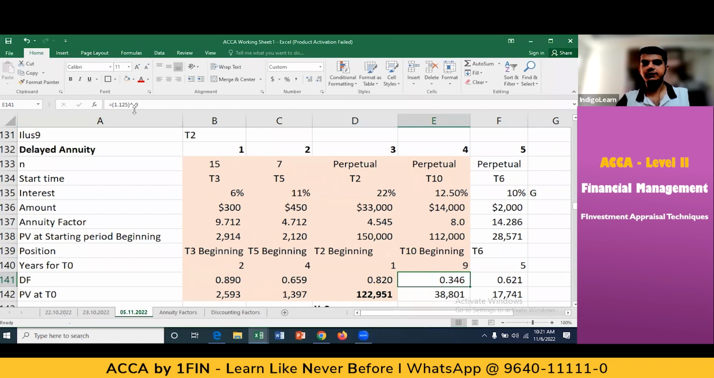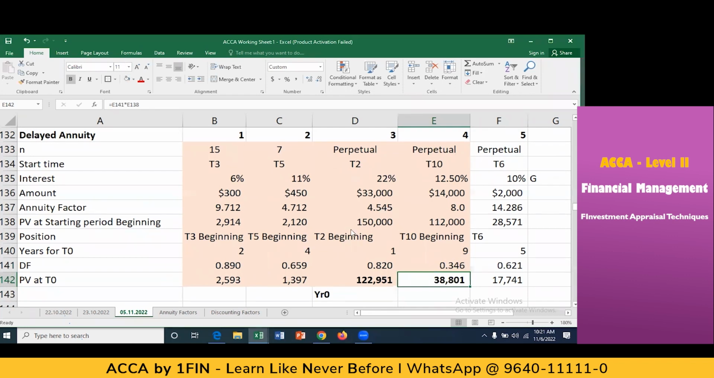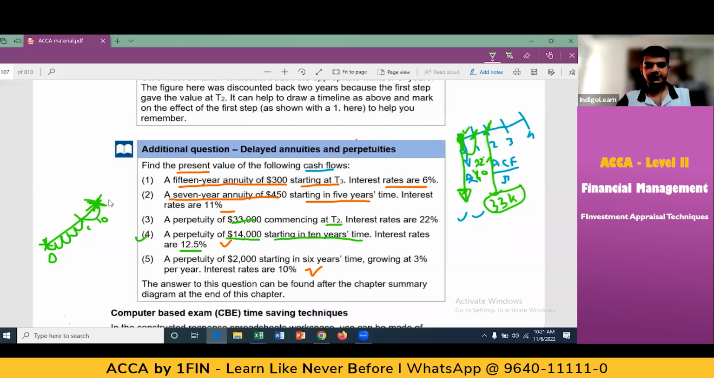So here, since we know that it is (1 plus r) to the power minus n, so (1 plus 12.5%), that is our discounting rate, to the power minus 9, that is our years. We got 0.346. If we multiply this $1,12,000 into 0.346, our present value at year 0 comes to 38,801. Okay, clear? Yes, sir, clear. Okay, last one you will try for me now. I'll wait for you. You will give me the answer.